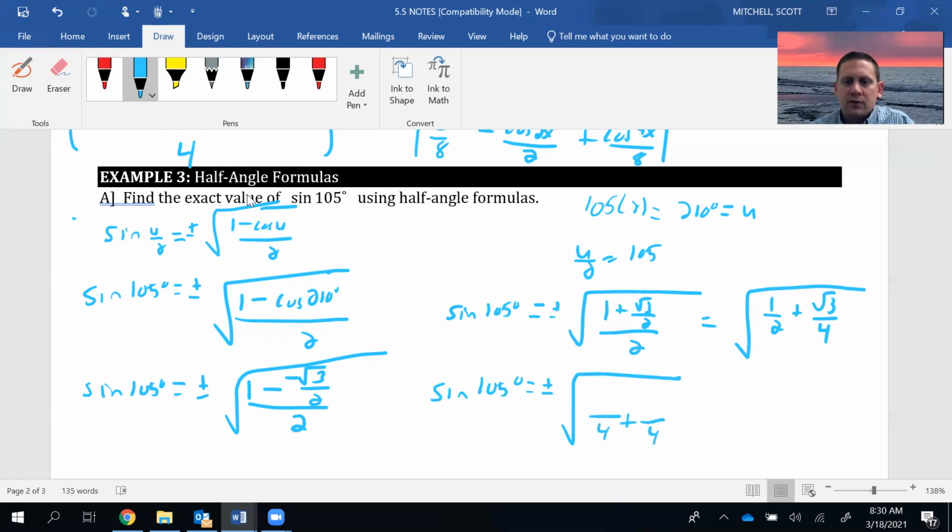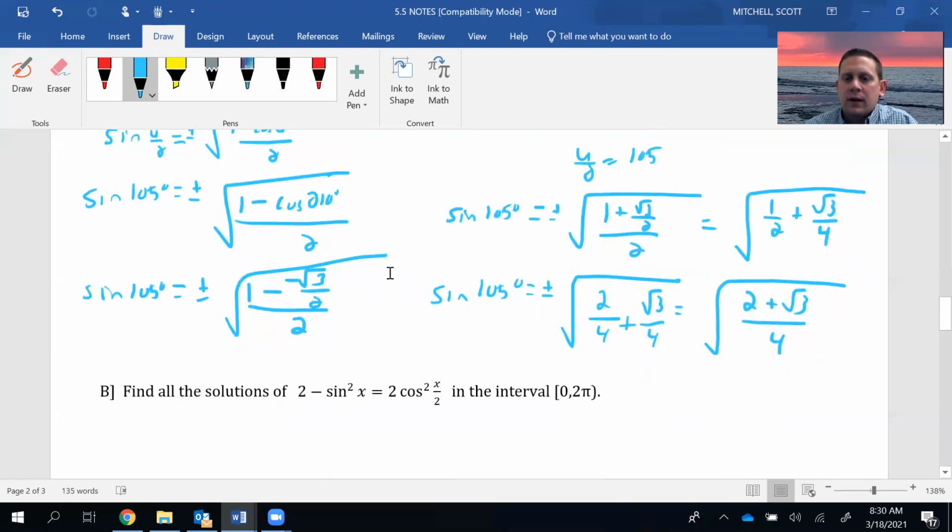So we have to change the top here to 2 fourths. We don't have to change the top there. So this is the square root of 2 plus the square root of 3 over 4. All right. And I know I'm running out of space here, but that's okay. Sine of 105 equals plus or minus square root of the top. What's the square root of the bottom? It's 2.